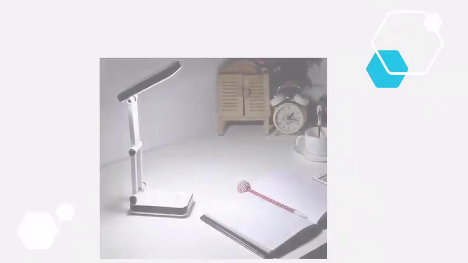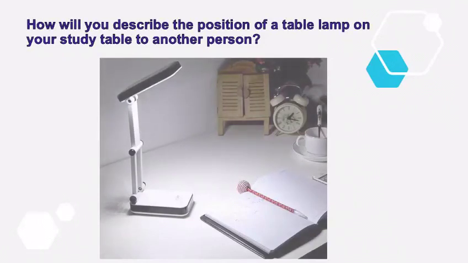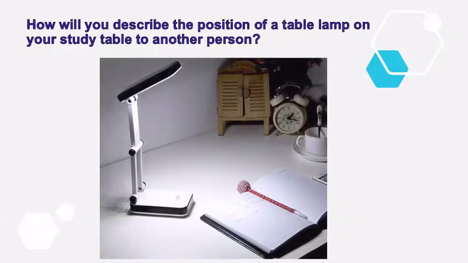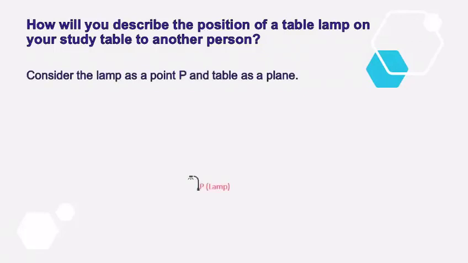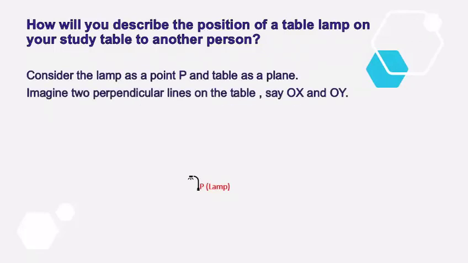Now you have understood that the position of any object lying in a plane can be represented with the help of two perpendicular lines, isn't it? Imagine a table lamp on your study table and you have to explain the position of the lamp to your friend. How will you describe the position of a table lamp on your study table to another person? You have to consider the lamp as a point P and the table as a plane. Now, you imagine two perpendicular lines on your table.